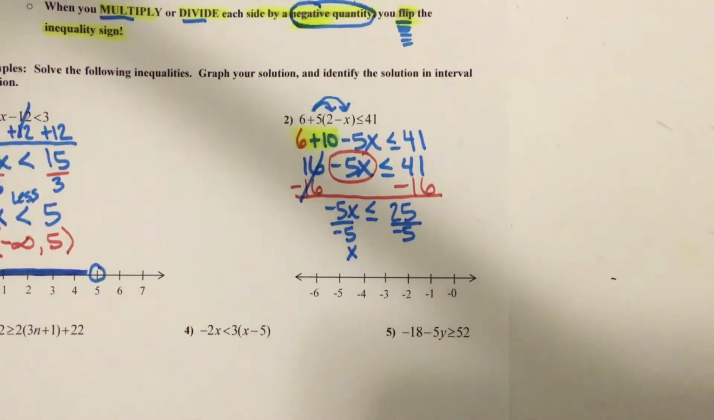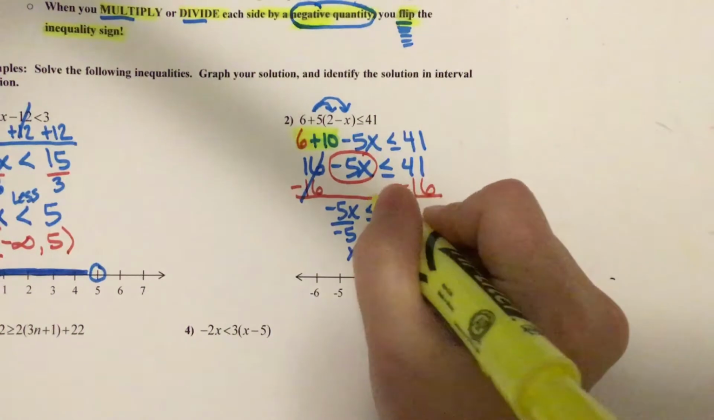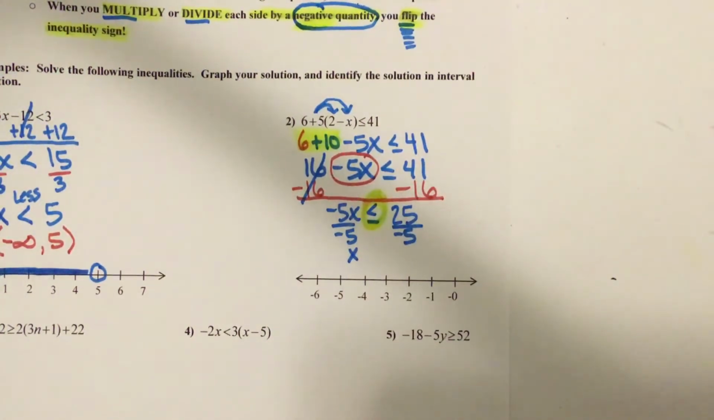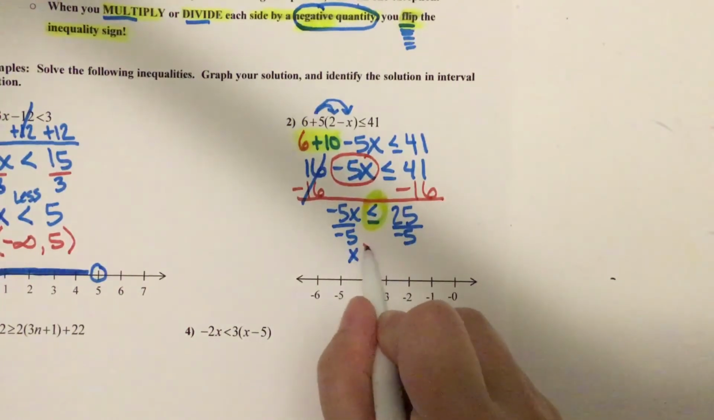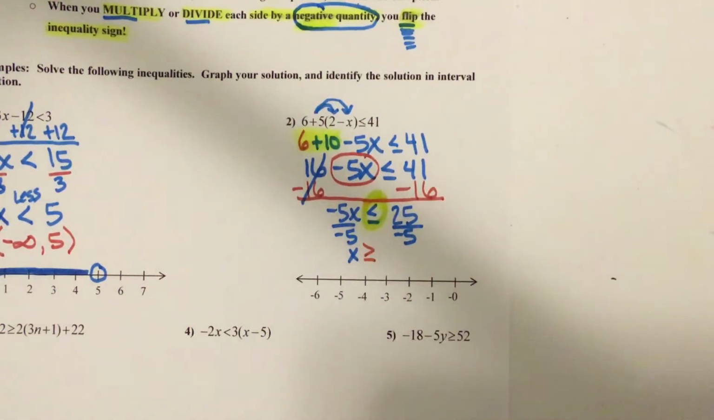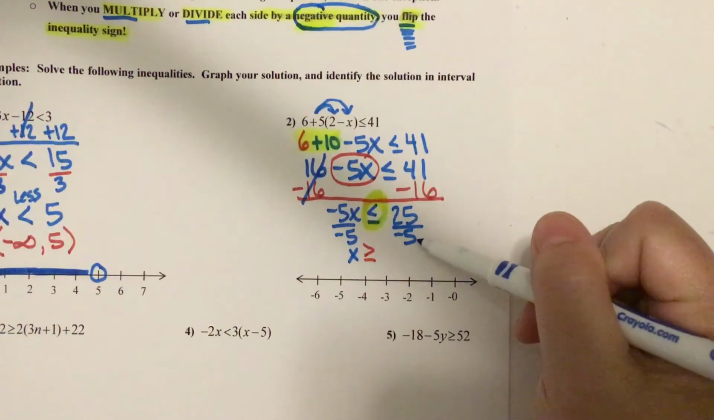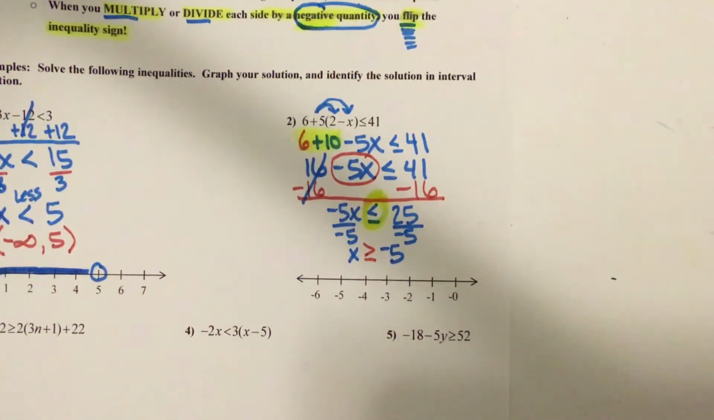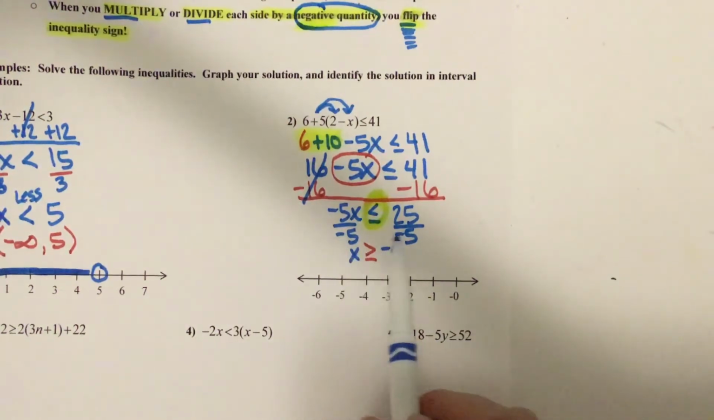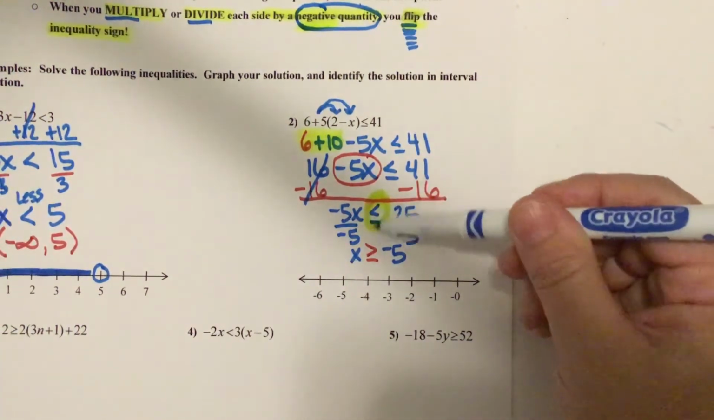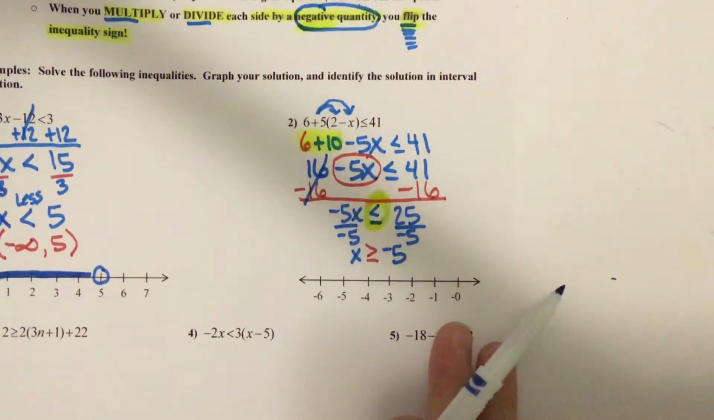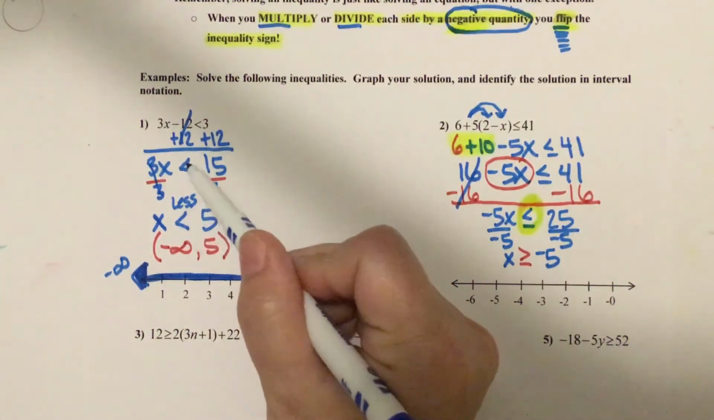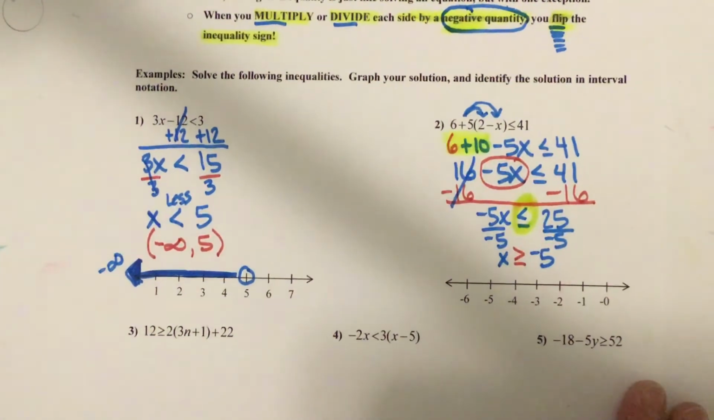Now, do you notice I divided by a negative? So since I divided by a negative, I'm going to flip this inequality sign. So I'm going to flip it. And then 25 divided by negative 5 makes negative 5. And that's my answer. So if you divide by a negative number, you flip your inequality sign. If you do not divide by a negative number, then you do not flip your inequality sign.